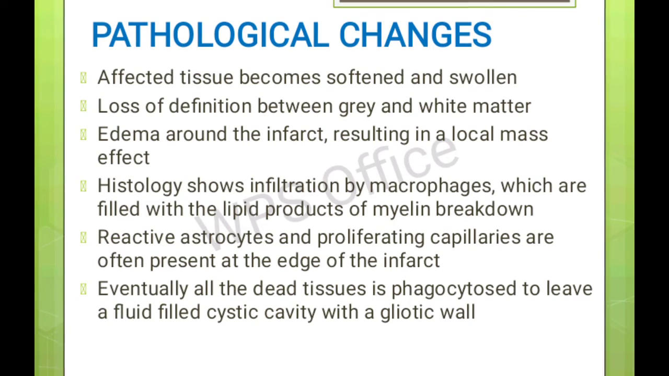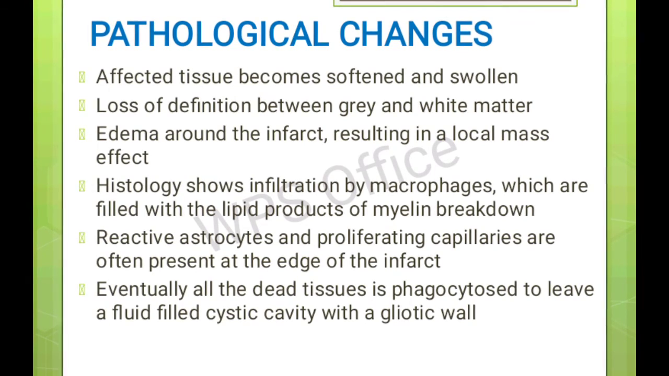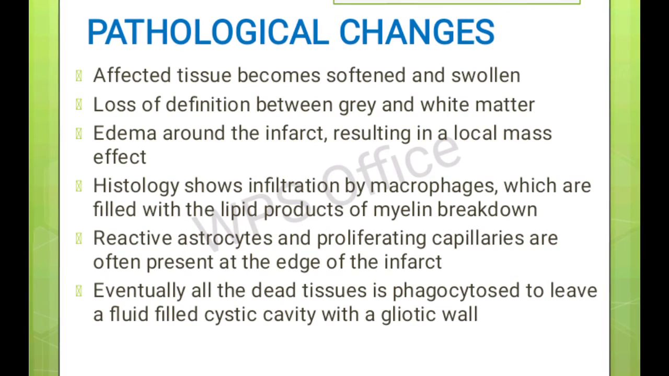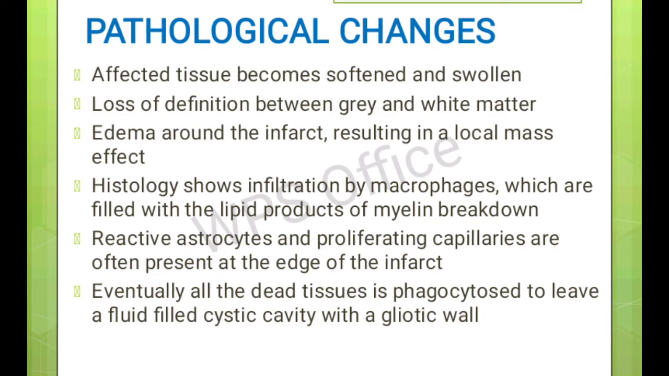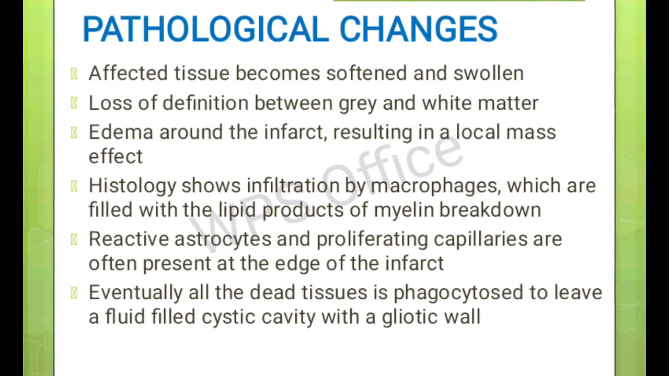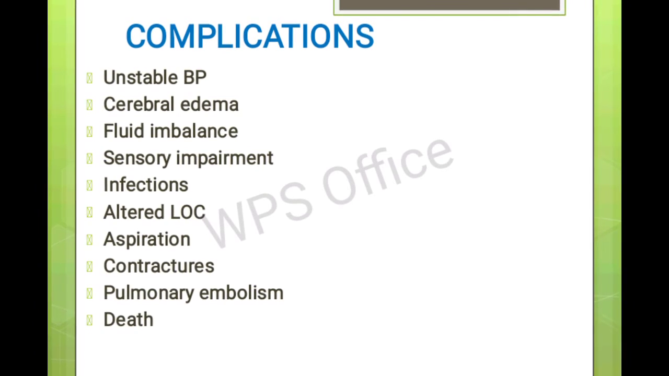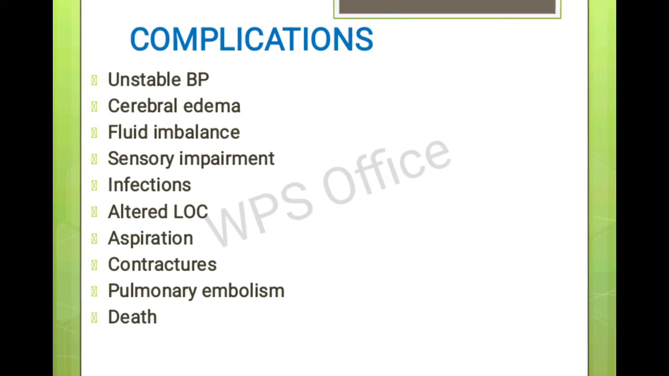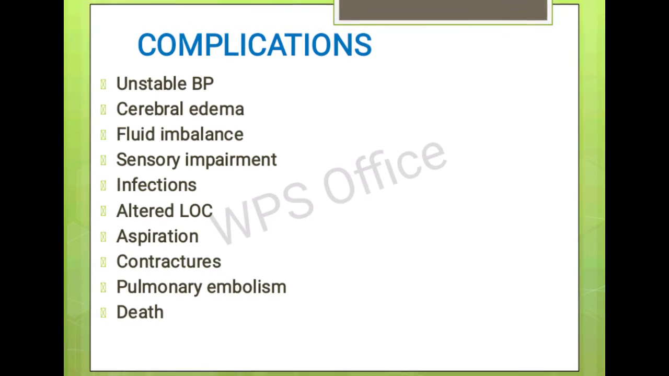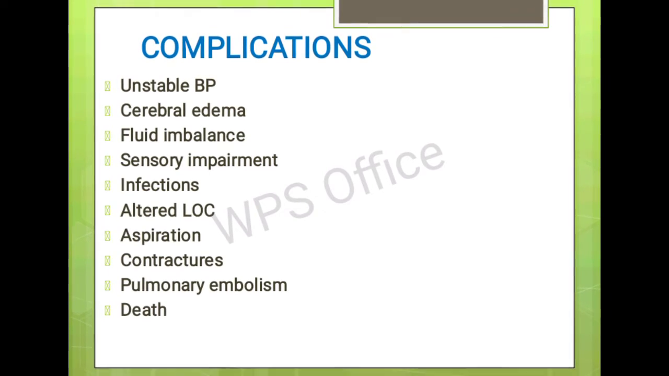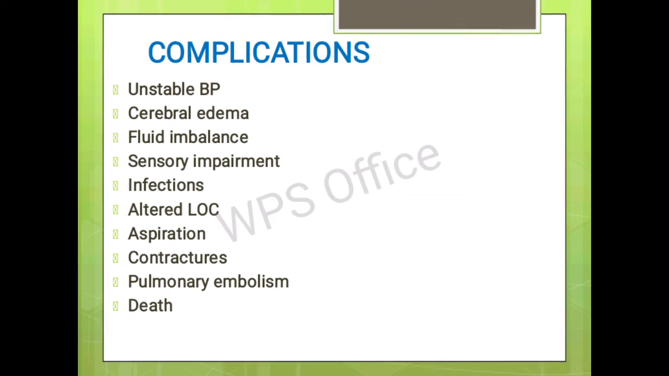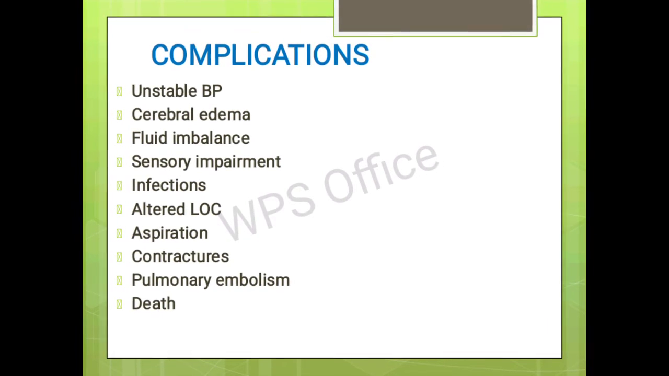Then dead tissue is phagocytosed to leave a fluid-filled cystic cavity with a gliotic wall. So these are the pathological changes. Then the complications are unstable blood pressure, cerebral edema, fluid imbalances, sensory impairment, infections like pneumonia, altered level of consciousness, aspiration, contractures, pulmonary embolism, and even death.